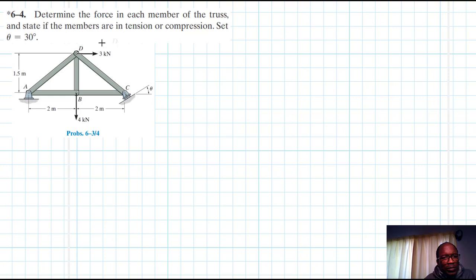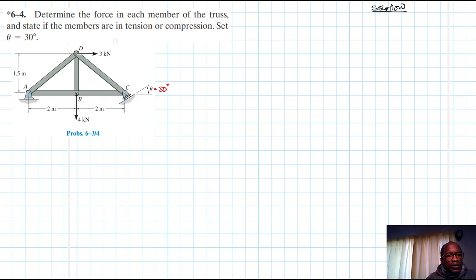The problem reads: determine the force in each member of the truss and state if the members are in tension or compression. Set theta equal to 30 degrees. This problem is coming from the Engineering Mechanics Statics textbook, 13th edition by R.C. Hibbeler. We solved a similar problem like this, and the angle in that particular problem was theta equal to 0 degrees. In this particular case, we have been told that theta is equal to 30 degrees.